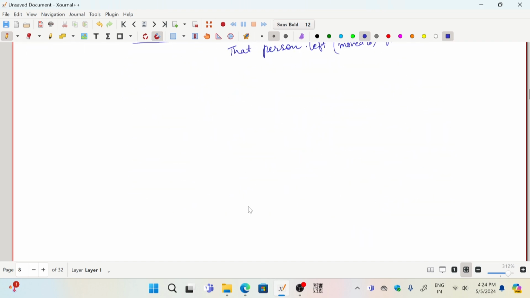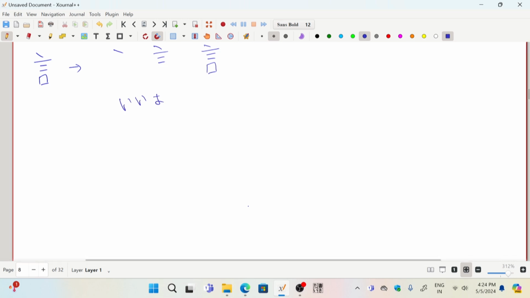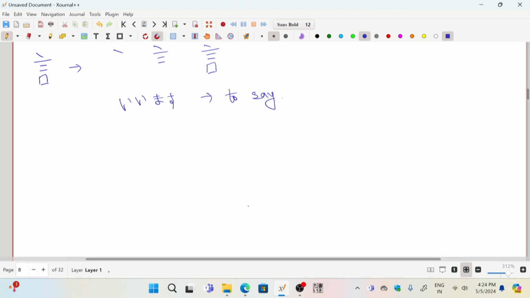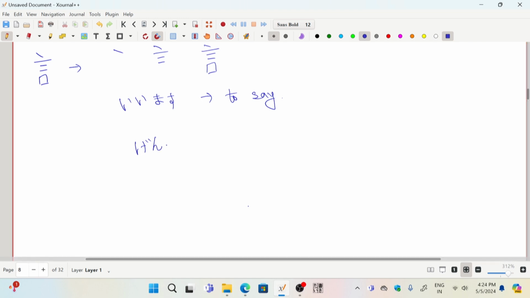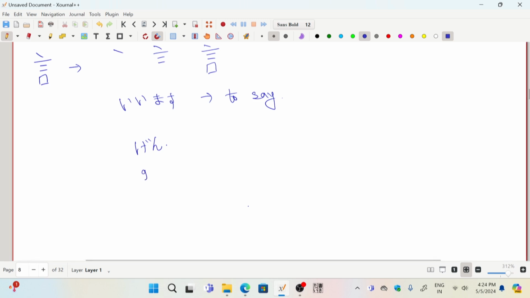Next kanji is the kanji of iimasu. This is the kanji of iimasu. Iimasu means to say, to speak. Another reading is gen. So when we say I said thank you, okay, I said thank you.